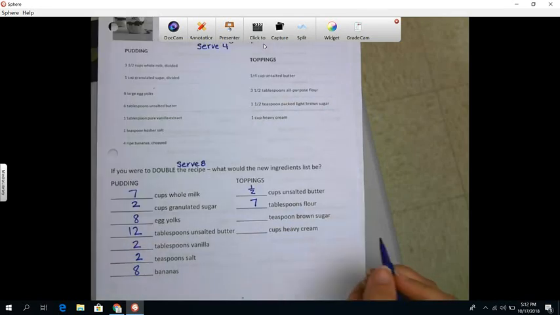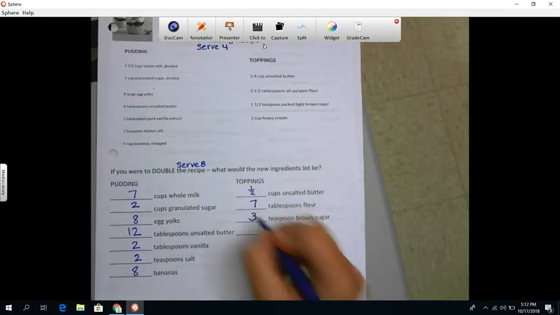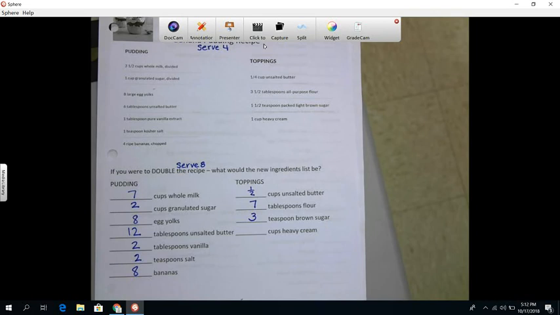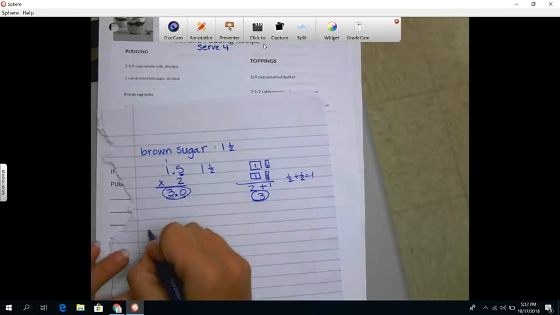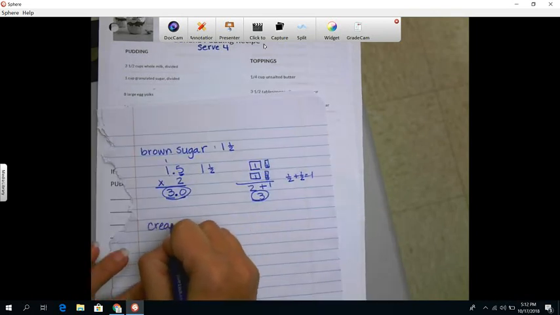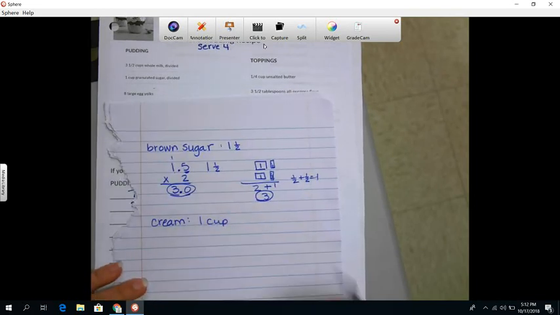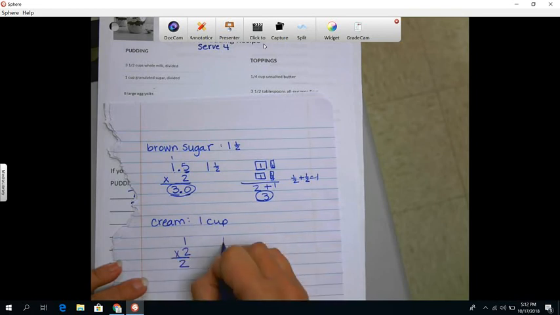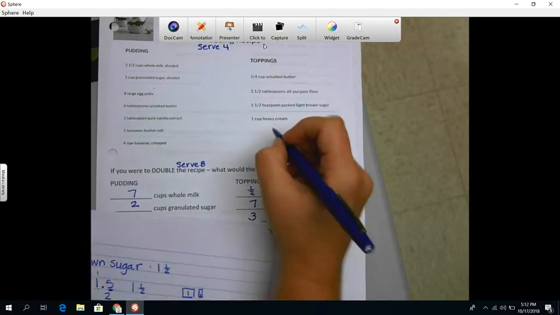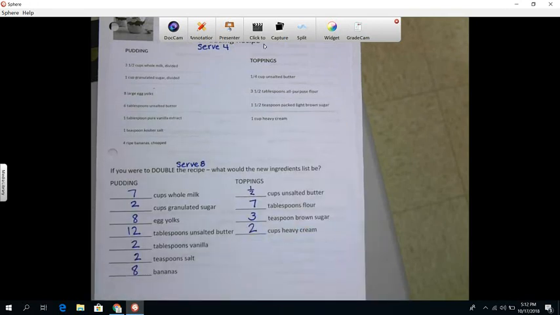All right, going back over here, this would make 3. Now for our heavy cups of cream. Oh, this one will be easy. We need 1 cup of heavy cream, and we know that 1 times 2 is 2 cups. Or I can have 1 cup plus 1 cup equals 2 cups of heavy cream. 2 cups of heavy cream.